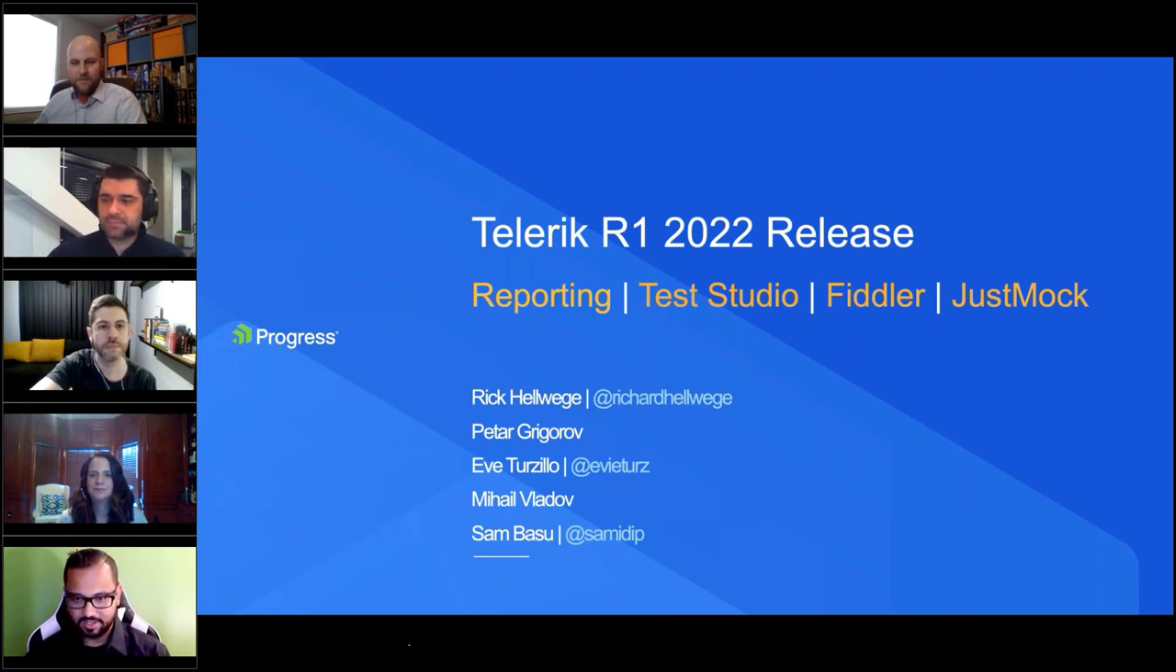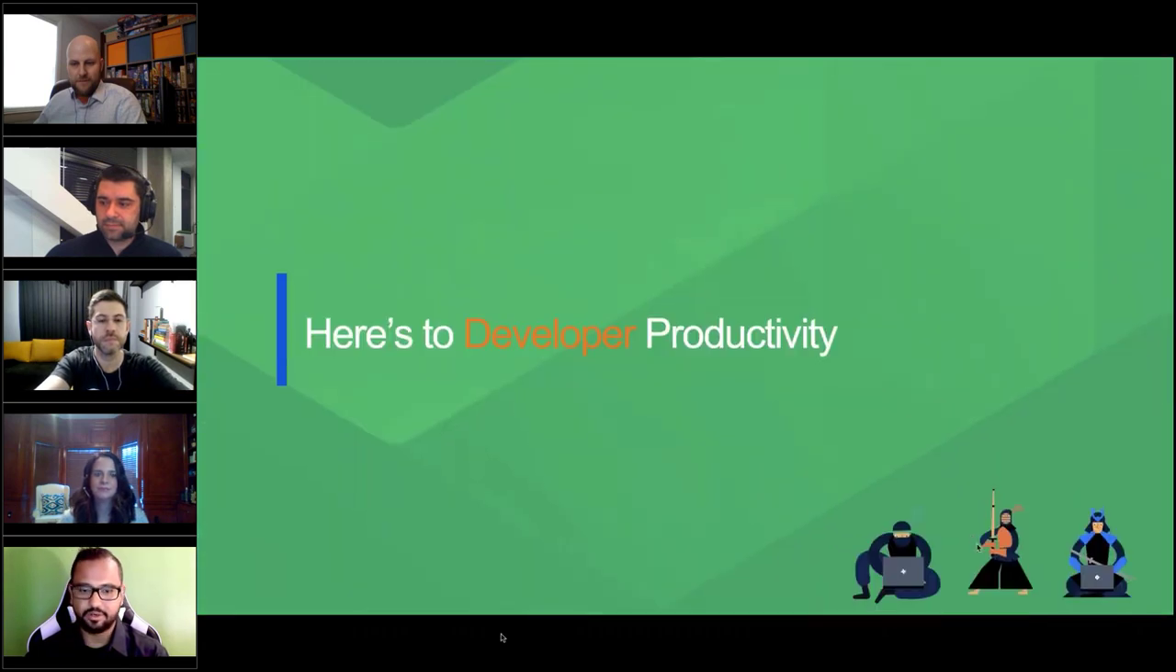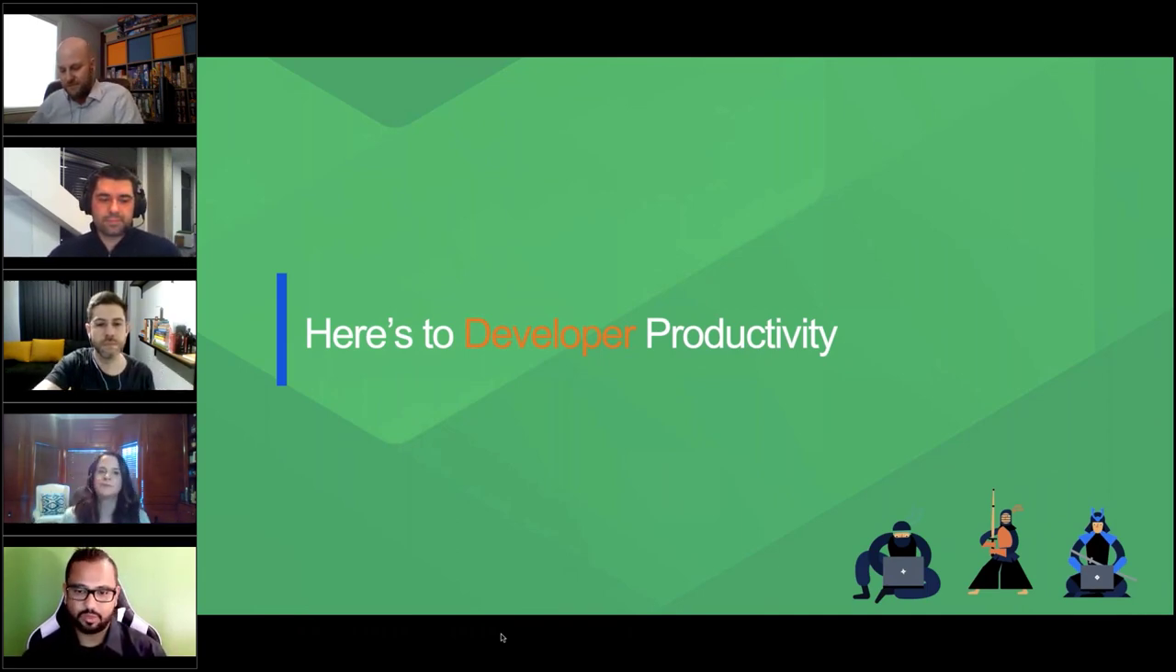So before we start, just a couple of housekeeping things. So we are here to talk about all things developer productivity, right? Everything in the developer cycle, DevOps included. How do we debug? How do we troubleshoot? And how do we report on things? How do we test on things? So that's what we are here to unpack.